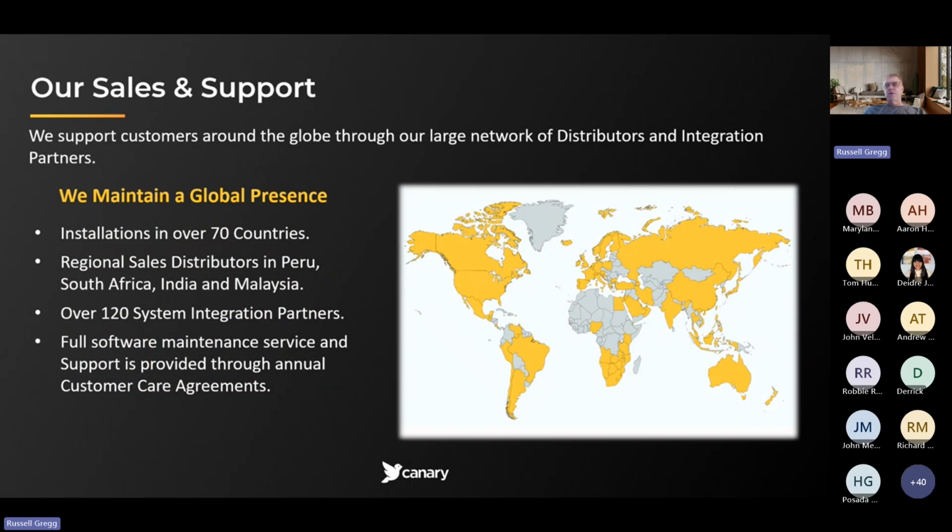We have sales support around the world. So wherever you are in the globe, we've got partners that can work with you, that we can sell and distribute the software wherever you're at. Right now, we're up over 120 system integration partners that can help you with implementing a Canary system and planning, and then beyond that with your Industry 4.0 digital architecture and initiatives. So wherever you are, we can service you.